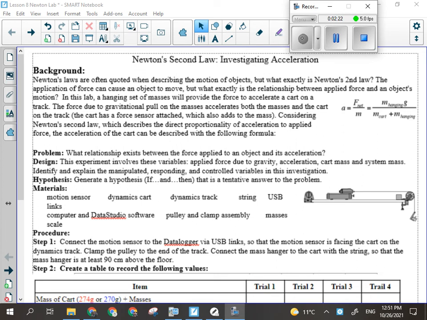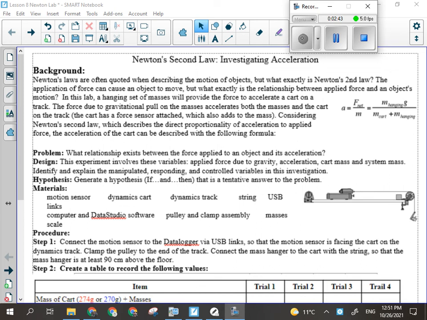All right, so we're going to be changing the applied force, and what we're going to be measuring, recording, is the acceleration of the cart. So we're testing what is the effect of varied applied forces on acceleration for Newton's second law.